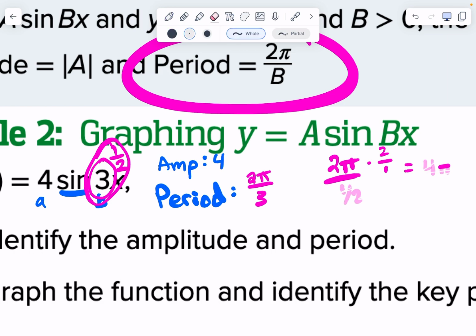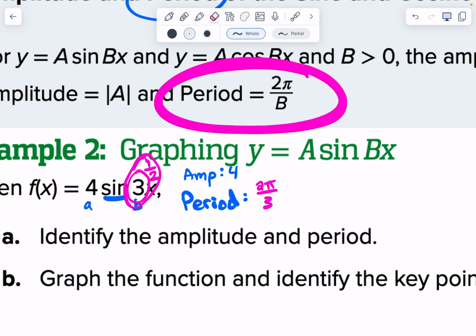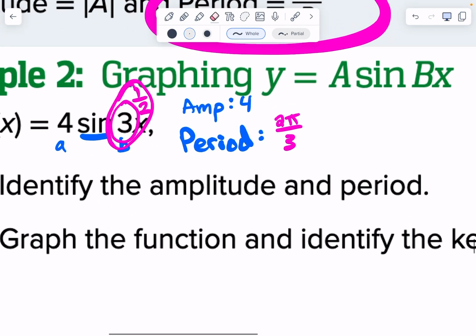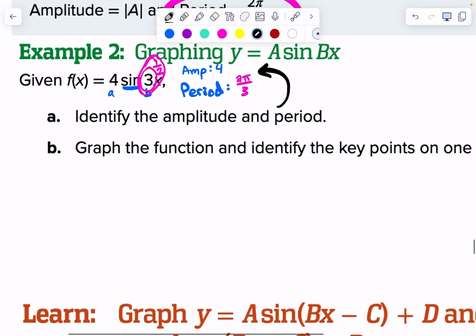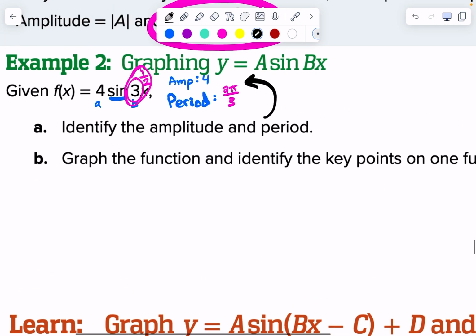So here we go. Let's answer the questions. We haven't even got to the questions yet. Identify the amplitude and period. We did that right here. We already did that. Okay, graph the function and identify the key points on one full period. The key points just mean those 5 points, right? We outlined what those 5 points are.